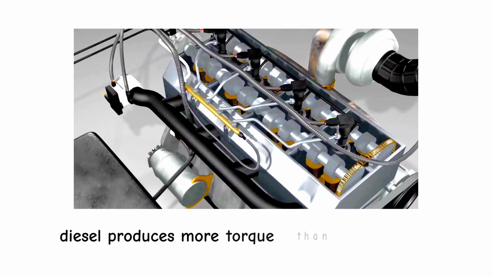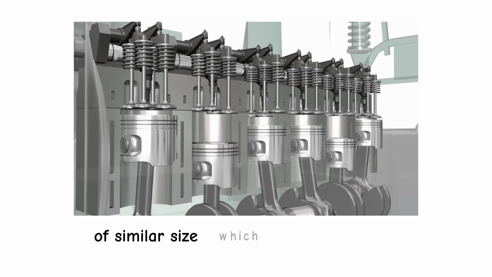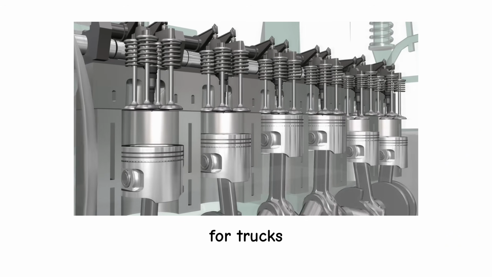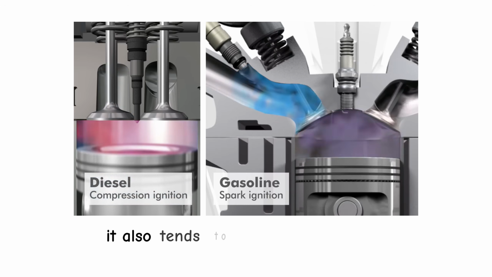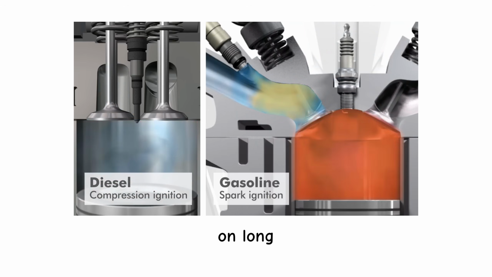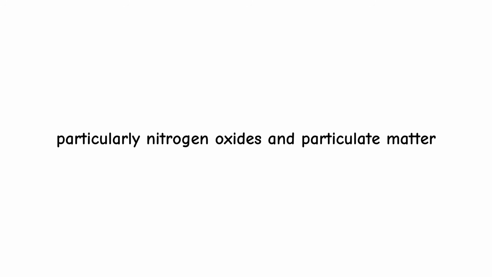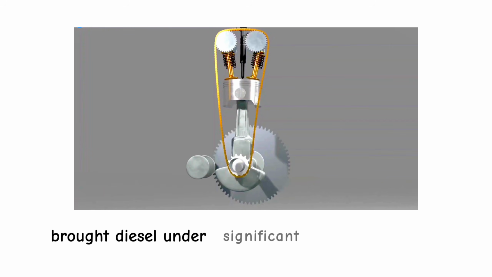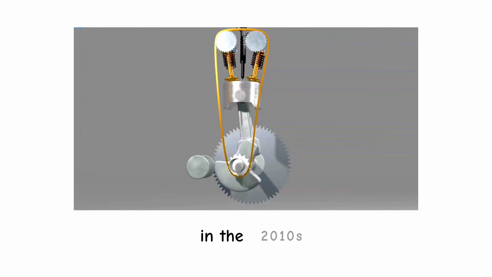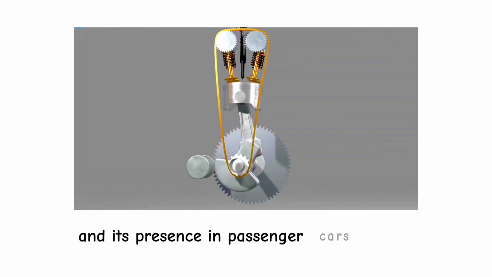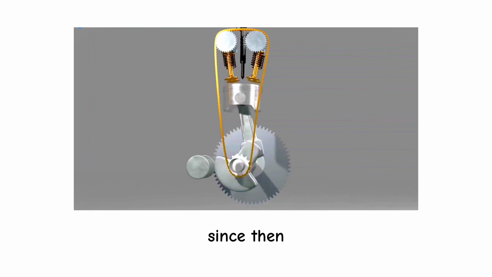Diesel produces more torque than a petrol engine of similar size, which makes it well suited for trucks, vans, and towing. It also tends to be more fuel efficient on long highway runs. Emissions issues, particularly nitrogen oxides and particulate matter, brought diesel under significant regulatory pressure in the 2010s, and its presence in passenger cars has been declining since then.